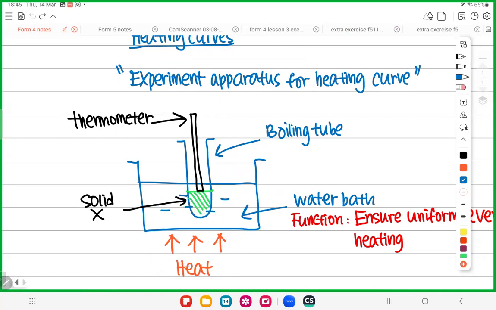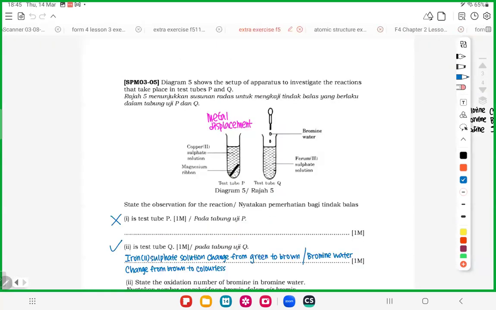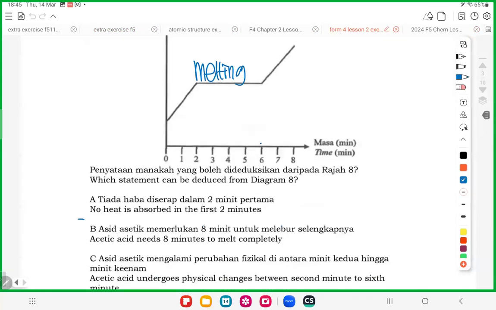When you heat the substance it becomes hot. Why? Because it absorbs the heat. So by right, it should absorb the heat. But the question says it didn't. The question says no heat absorbed. Cannot be. Acetic acid needs 8 minutes to melt.